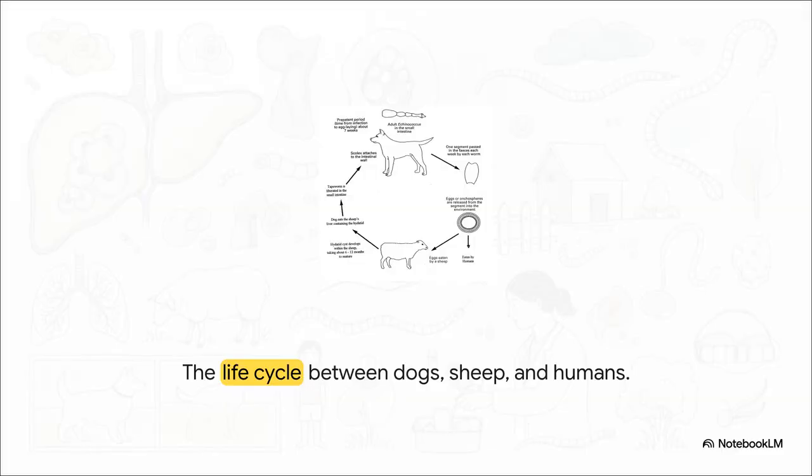It's a continuous loop. The dog passes the egg-filled segments into the grass, a sheep wanders by, grazes on that contaminated pasture, and eats the eggs. The eggs hatch, break through the sheep's intestine, and set up camp in the liver or lungs to form a cyst. Then, when a farm dog is fed that raw, infected sheep offal, the whole cycle just starts over. Humans, though, we're a total biological dead end. We accidentally get dragged into this loop by unknowingly swallowing those super resilient eggs left behind in the environment.